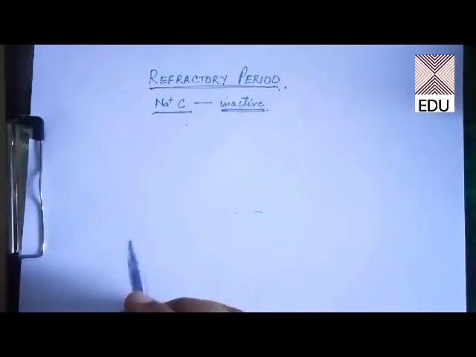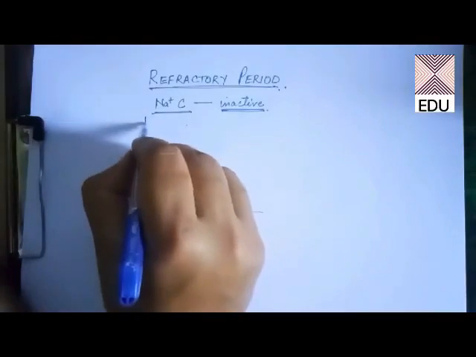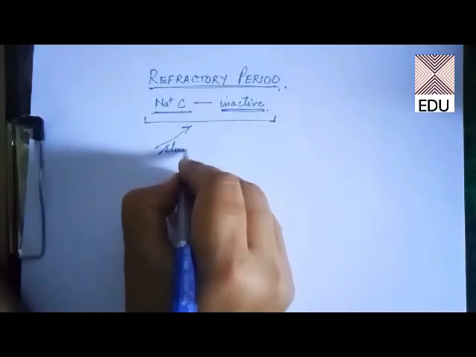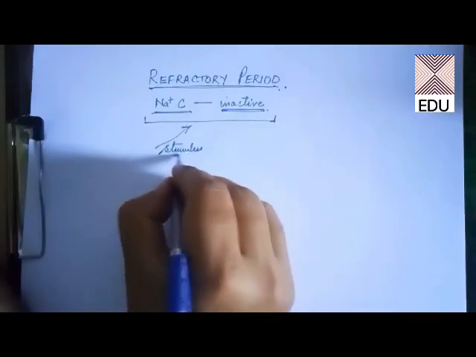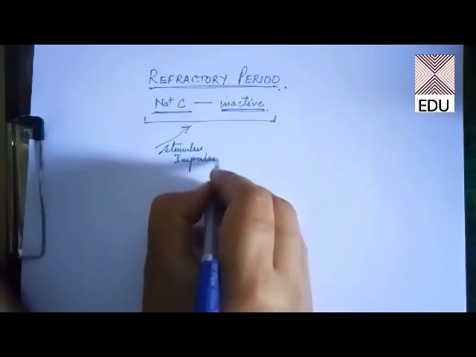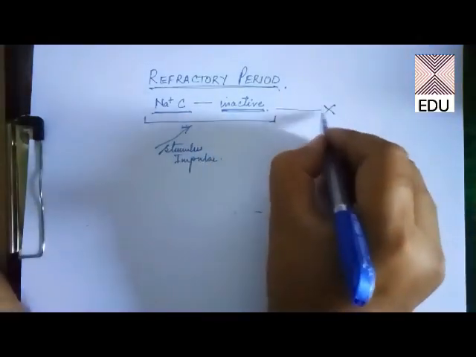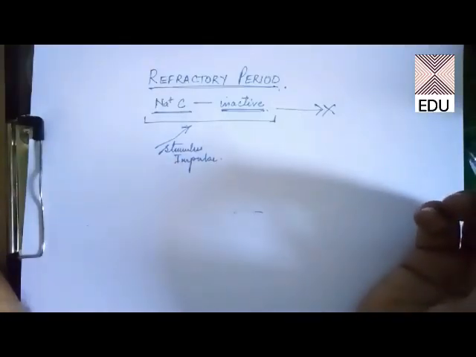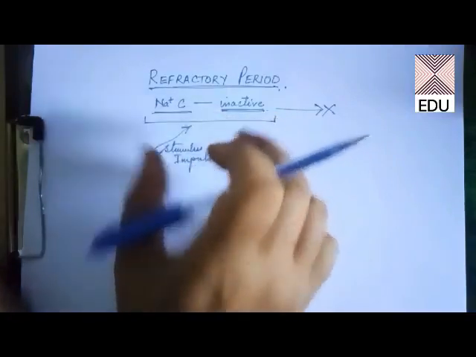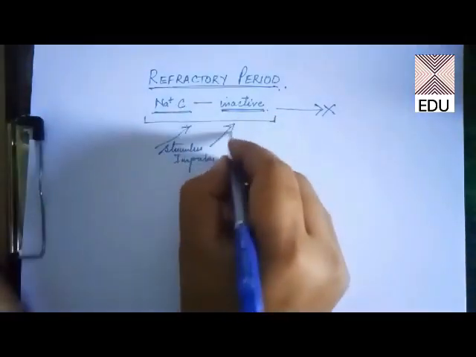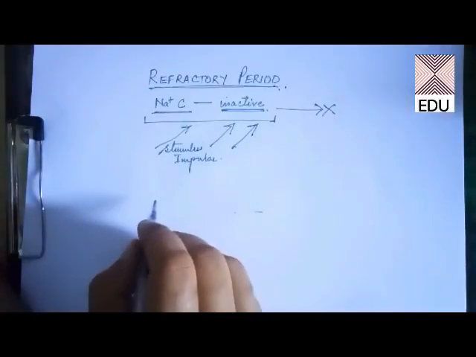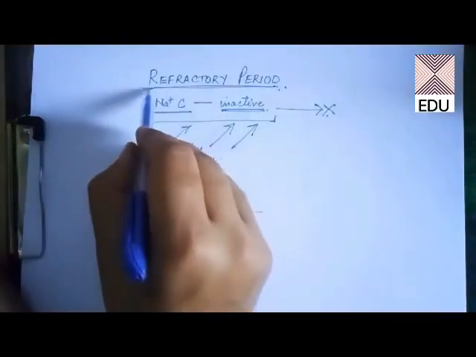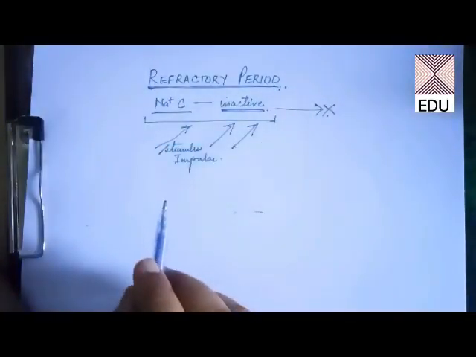Why is it called a refractory period? Because in this duration, if you give any stimulus or impulse, that will not cause any contraction in the cardiac muscles. So in this particular period, if you give 2-3 stimuli to the cardiac muscles, they will not contract. So that's why this period is called the refractory period.